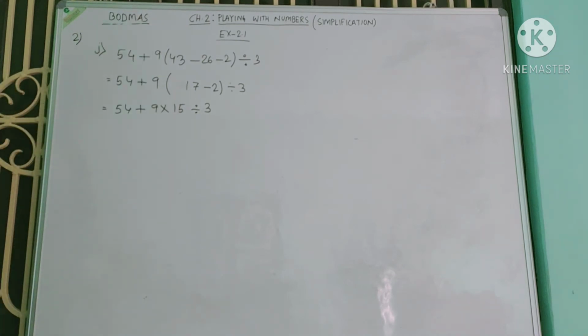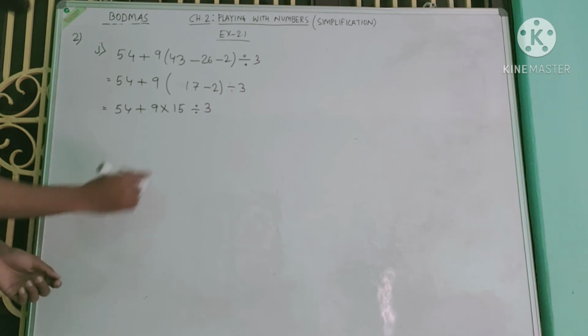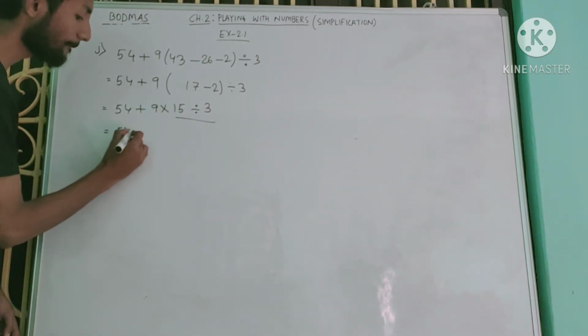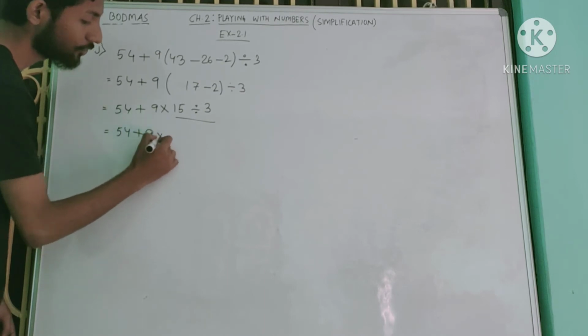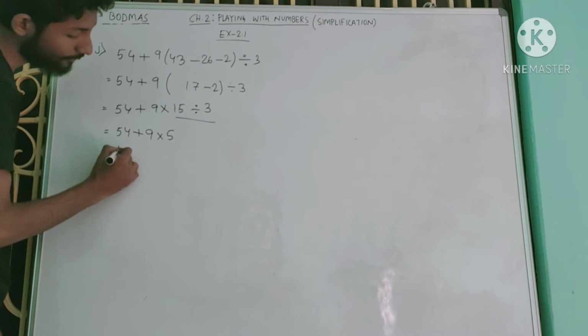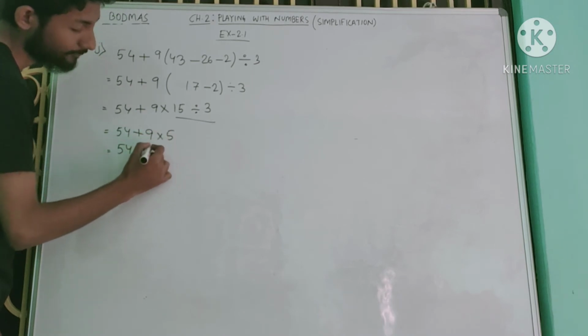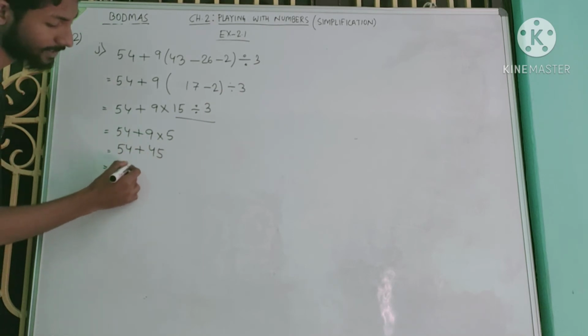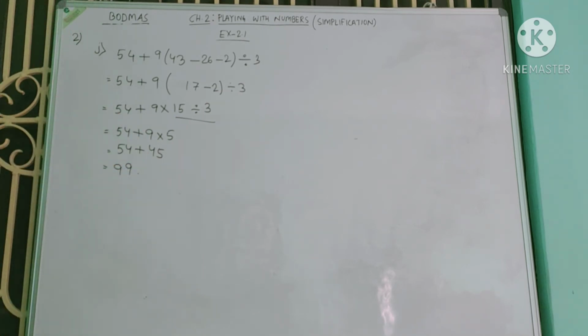Now after the bracket there is "of", then after that division. So first there is division, this portion. So 54 plus 9 into 15 divided by 3 is 5. So 54 plus 9 5s are 45. So 54 plus 45 is 99.